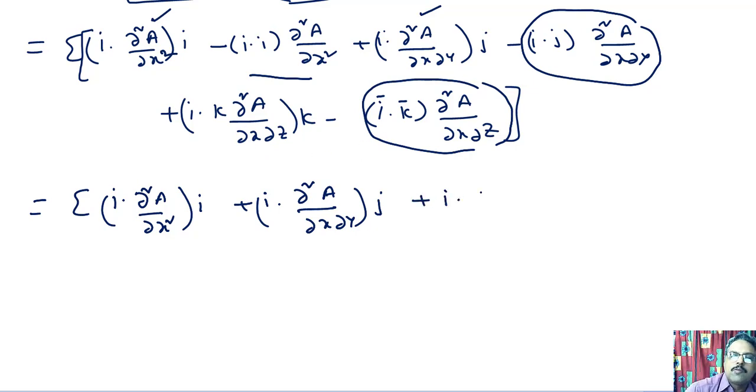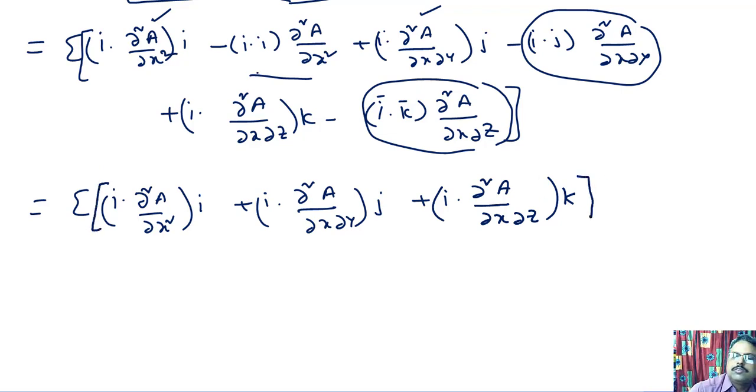Now this one: i dot dou square A by dou x dou z into k. I think here is no k, correction. So first three terms are these three, and the remaining is minus i dot i, which equals 1, minus sigma dou square A by dou x square. We will discuss this later.